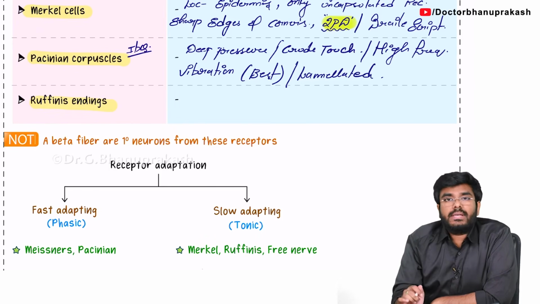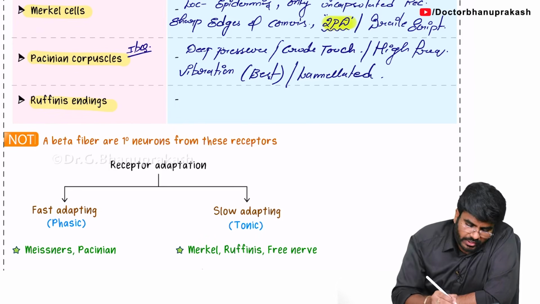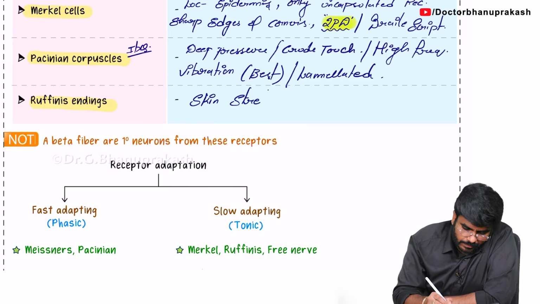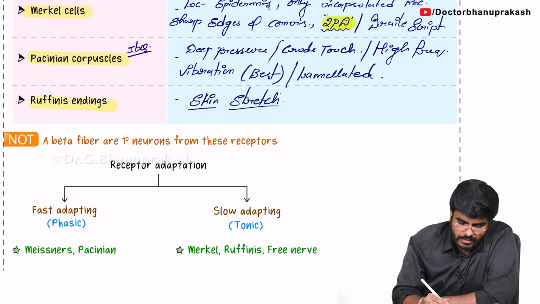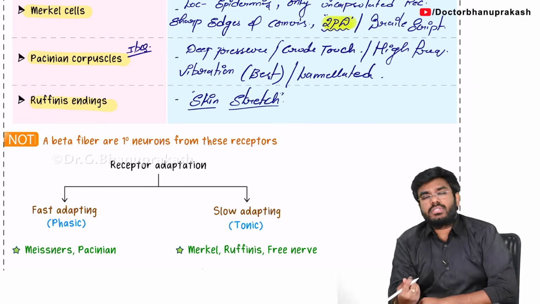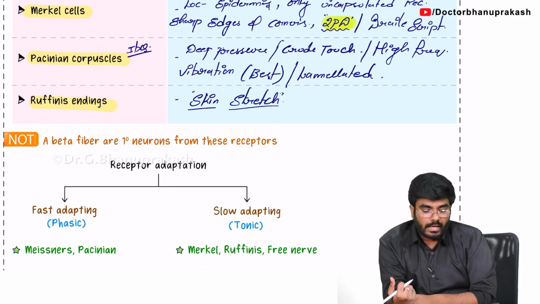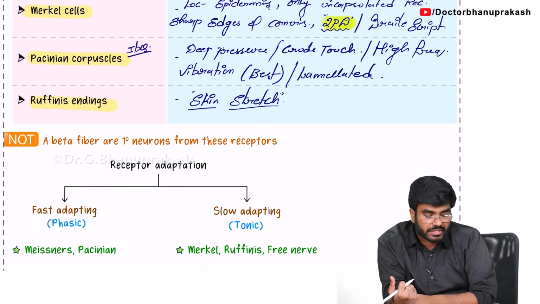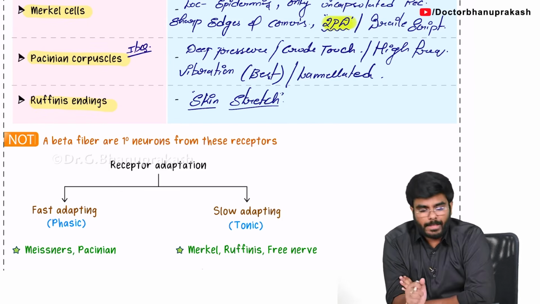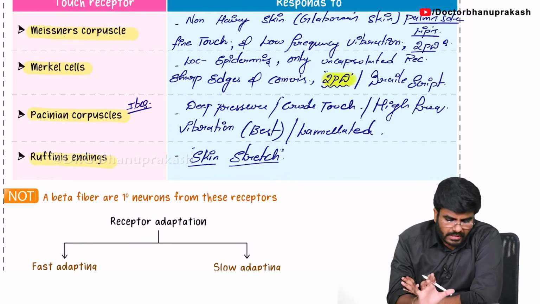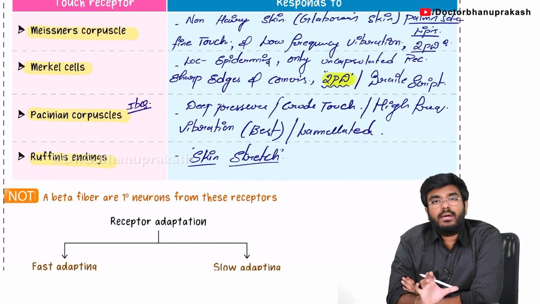Next, what about the Ruffini endings? See, these Ruffini endings are going to detect skin stretch. Whenever there is a skin stretch on your body, whenever the skin is getting stretched, you can feel it. So that skin stretching is detected by the Ruffini ending. Okay, fine. Next, so these are the important receptors and the important MCQs.